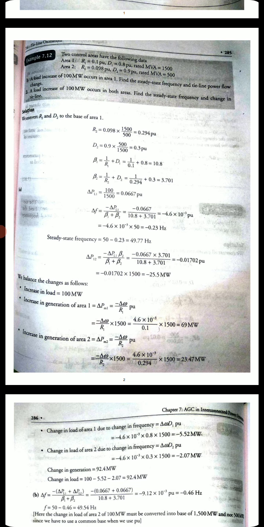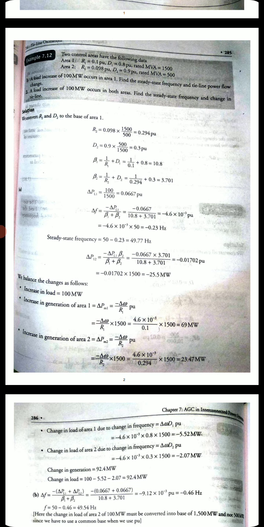So delta F is given by minus delta PL1 by beta 1 plus beta 2. We will get the value as minus 4.6 into 10 to the minus 3 per unit. Multiplying with frequency 50, we will get minus 0.23 Hertz. So the steady state frequency is 50 minus this, which is 49.77.